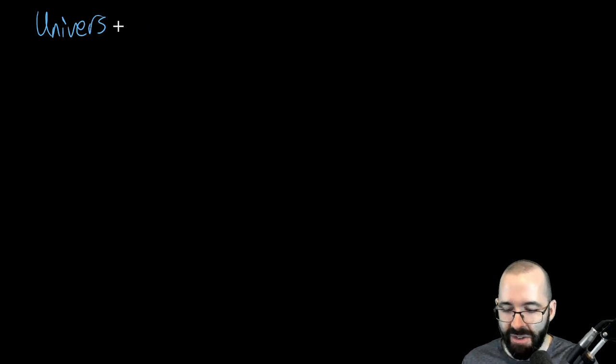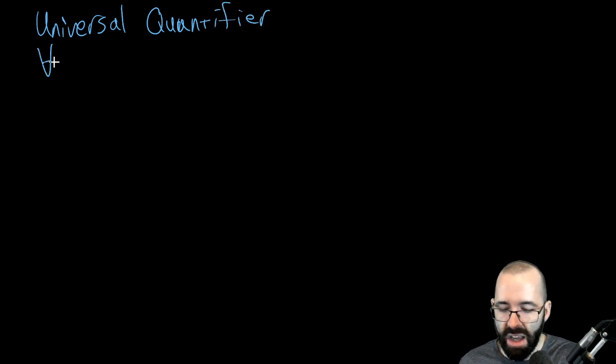So we have the universal quantifier, which I also introduced in chapter 3 under a different name. The for all quantifier, written like an upside down capital A. Okay, so that means for all x.